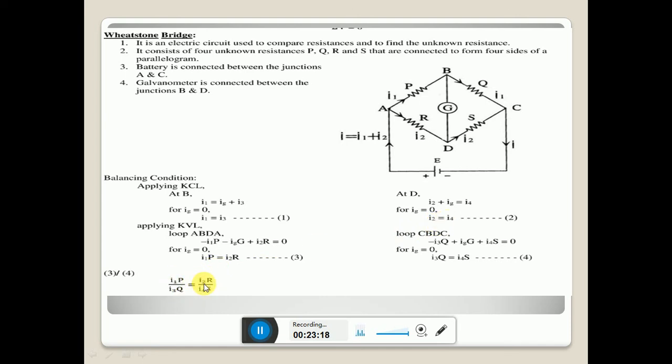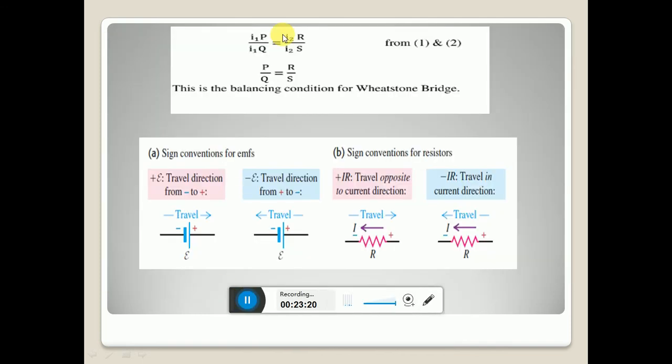These two get cancelled. So the result will be I1P by I1Q, so P by Q is equal to R by S. This is the balancing condition for the Wheatstone bridge. This balancing condition is used to determine the unknown resistance of the given network when all the other resistances are known.